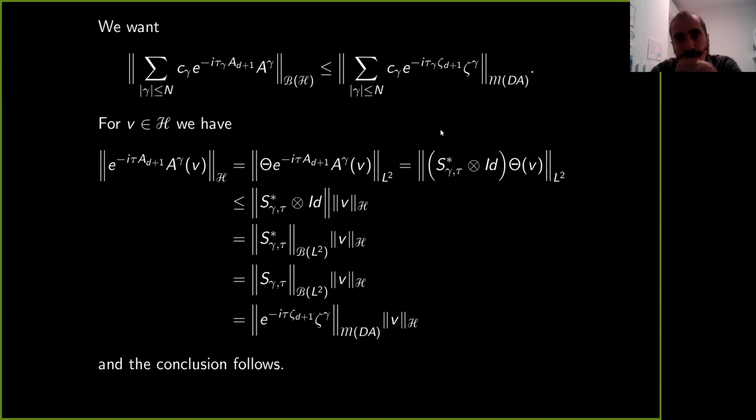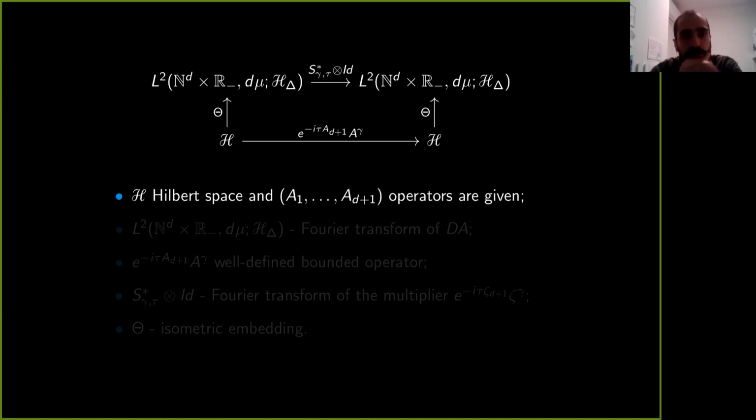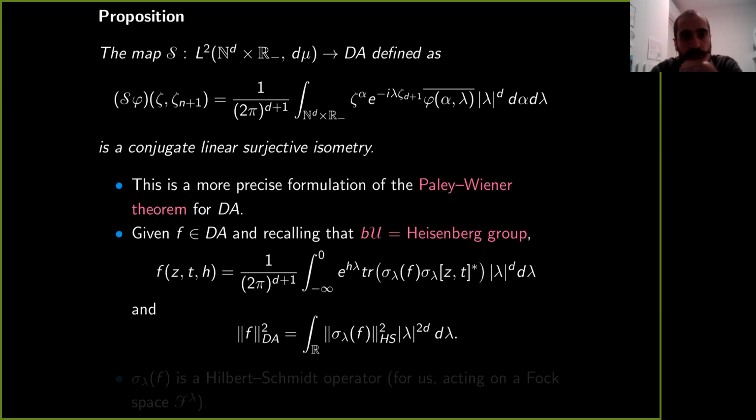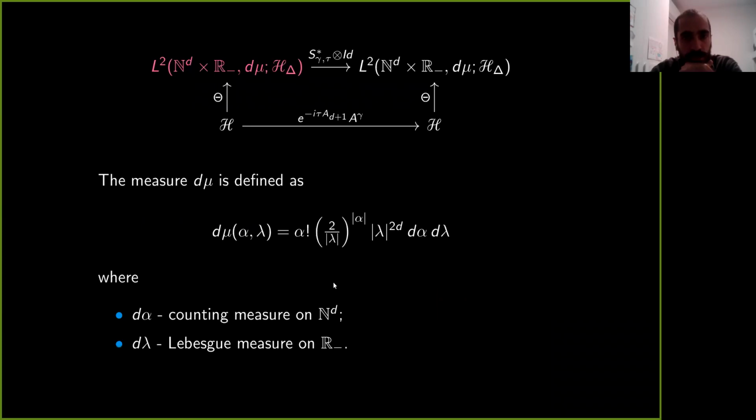I have two questions. The first one is, what is your dμ? It is this weighted measure here. Okay, thank you. And the second one is, do we know the zero set of the DA space? Of the Drury Arveson space?